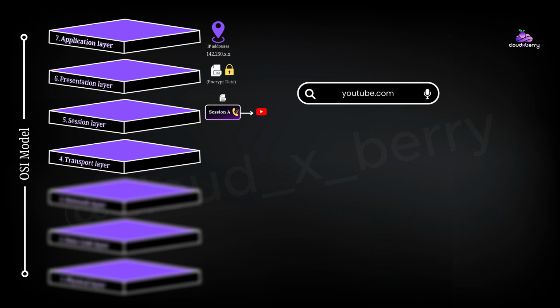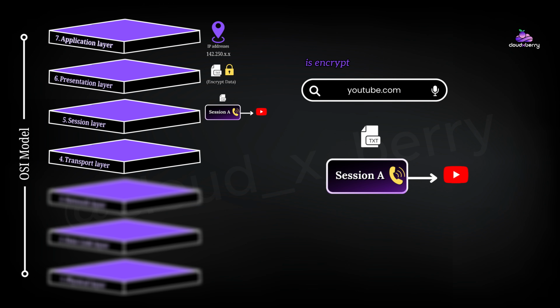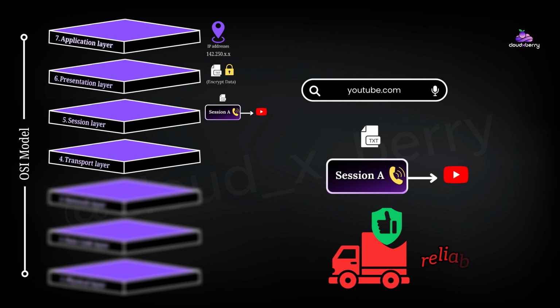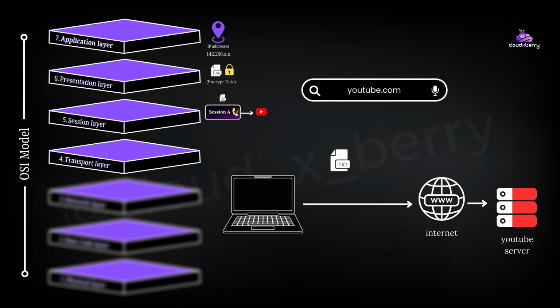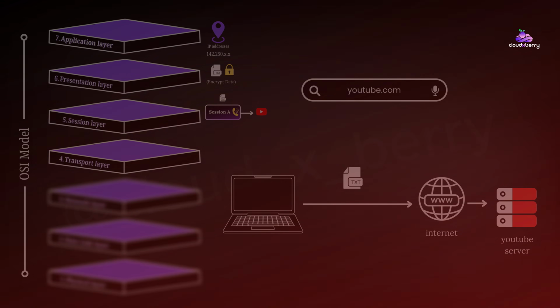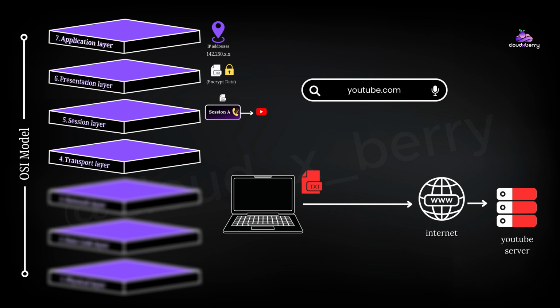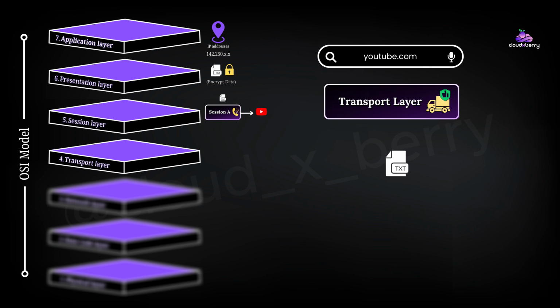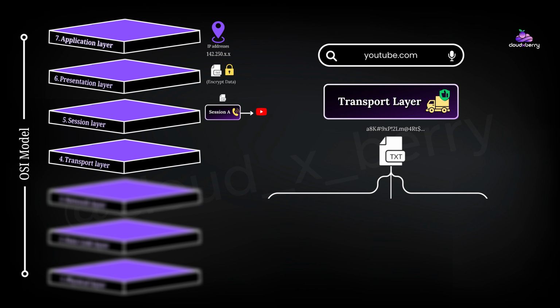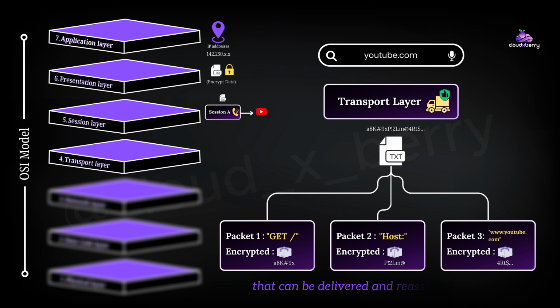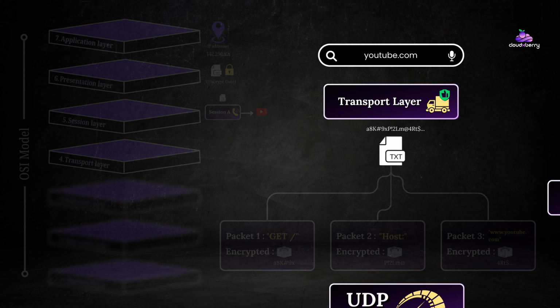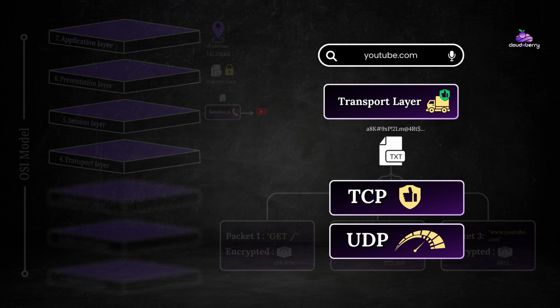Now we have a request that knows where it is going, is encrypted, and belongs to the correct session. The next challenge is delivering it reliably. Sending a large request as one giant piece would be risky. If something goes wrong, the whole thing may need to be sent again. So the transport layer breaks the request into smaller pieces that can be delivered and reassembled later. This is where TCP and UDP come into the picture.